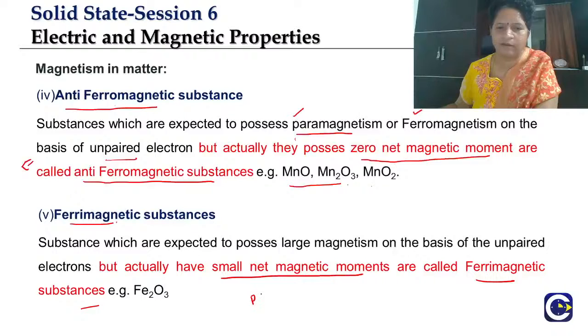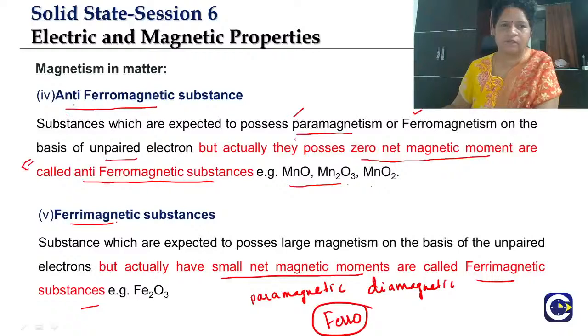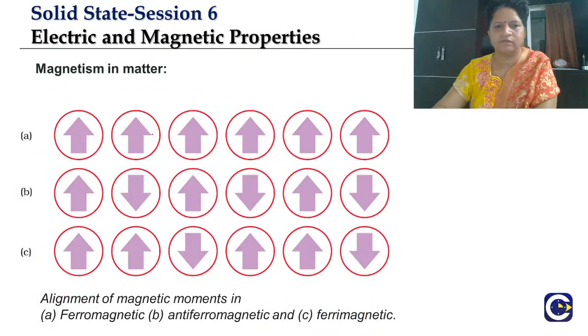What did we see? Paramagnetic, diamagnetic, ferromagnetic, antiferro and ferri. Ferro has the most magnetic property, ferrimagnetic has a little less, paramagnetic has some, diamagnetic has none. In antiferro, we feel there is a magnetic property but we don't find any. So this is how you can see the arrangement and understand.